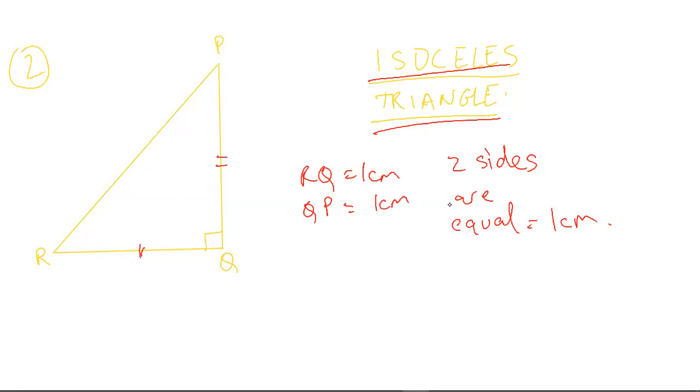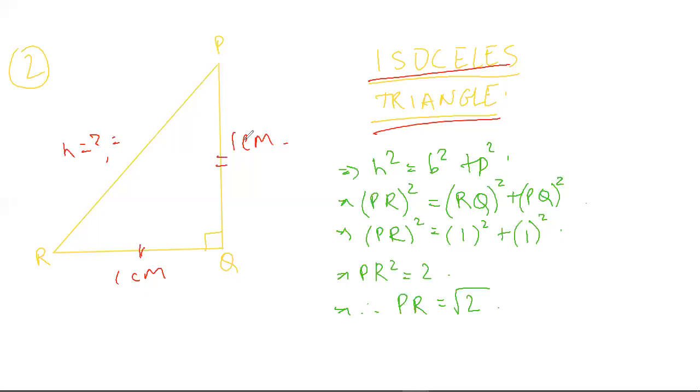Why? Because if RQ is 1 centimeter and it is an isosceles triangle, one side has to be equal to the other, because two sides are equal in an isosceles triangle. So RQ is 1 centimeter, therefore PQ also will be 1 centimeter. Okay, so according to the Pythagoras theorem, this is a note to the viewers. Earlier also I had said that the side directly opposite to the 90 degree is always known as H, that is hypotenuse. Now hypotenuse is not given to us, so by applying the Pythagoras theorem we'll find our hypotenuse as root 2. So our H will be equal to root 2 centimeters.